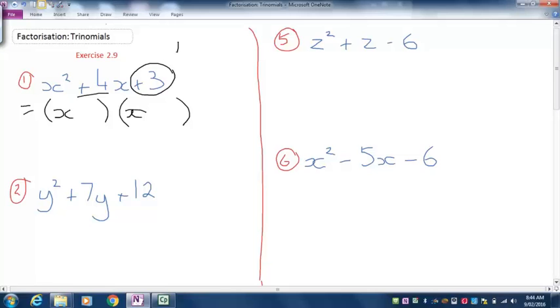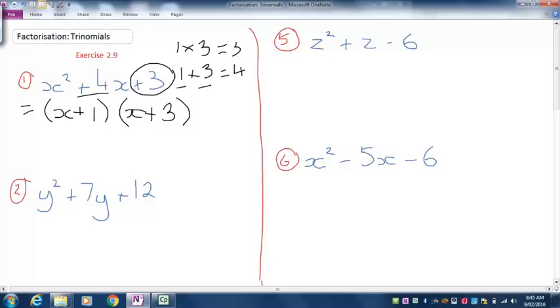So 1 times 3 gives me 3, and 1 plus 3 equals 4. So that tells me my factors are 1 and 3. So I now write those into my brackets. Because everything's positive, it'll be an x plus 1 and an x plus 3. And so that's x squared plus 4x plus 3 fully factorised.